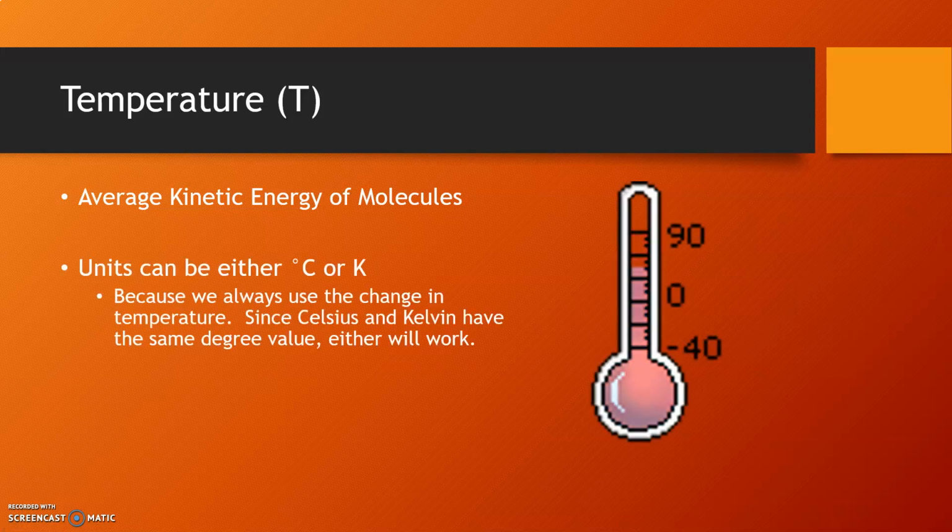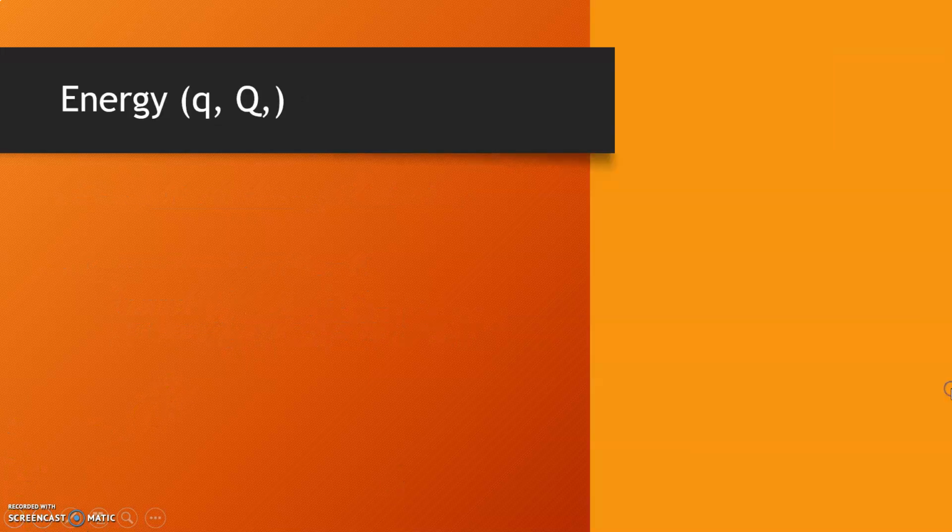And as far as we're concerned, the units we're going to use for temperature can be either Celsius or Kelvin, because really what we need is not T, but we need delta T. We need the change in temperature, because the change in temperature is going to let us see how energy is moving from the system to the surroundings or vice versa. So since Celsius and Kelvin have the same magnitude of value, we can interchange those. So Celsius or Kelvin, doesn't matter which unit you use.